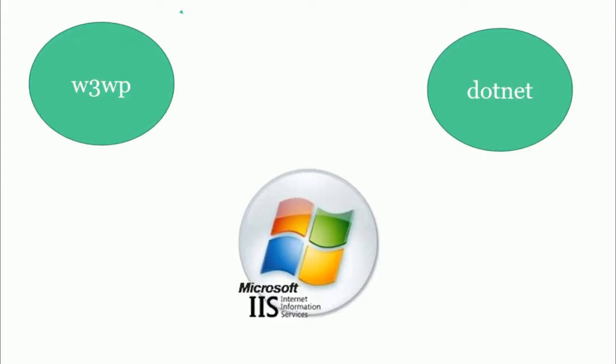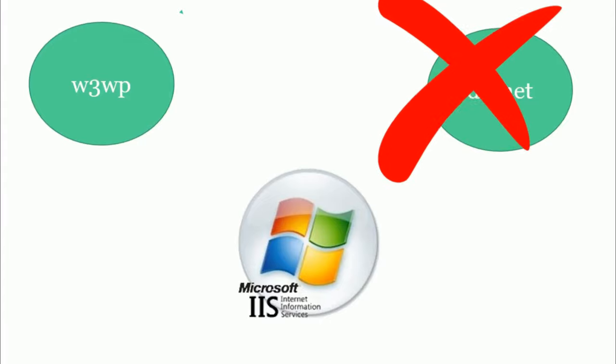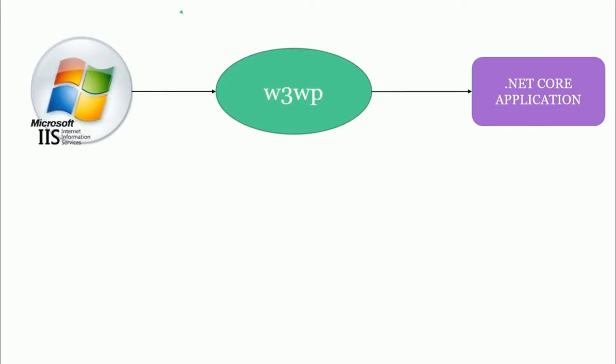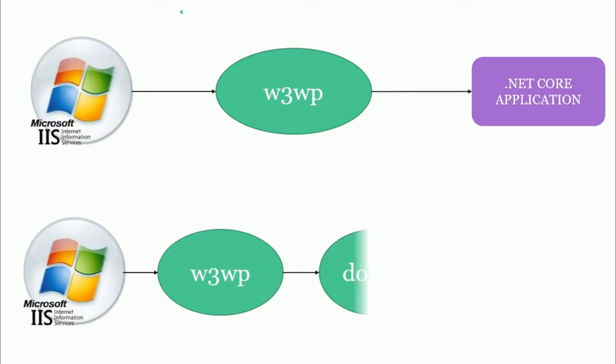Now you can run your .NET Core application without dotnet.exe. They said you can run a .NET Core application with the help of W3WP only, which we are already using as .NET developers. So the time required to transfer requests and responses from W3WP to dotnet.exe can be saved. So now we have two approaches for running a .NET Core application when we have to use IIS. The first one is with W3WP only, and the second one is with W3WP and dotnet.exe.